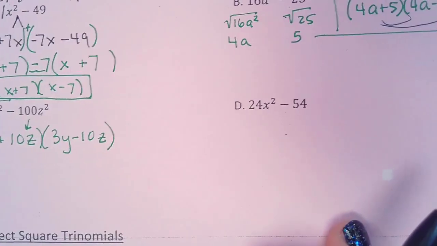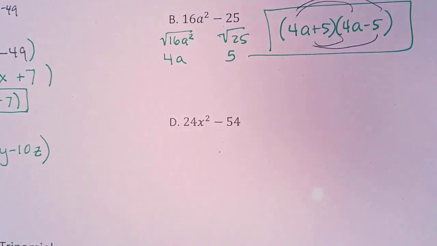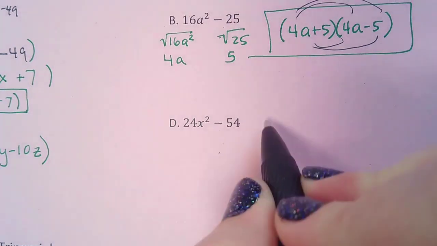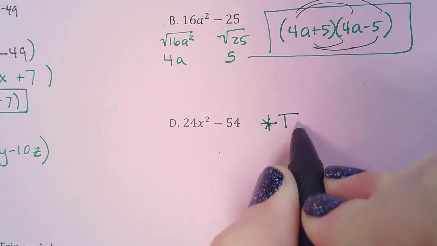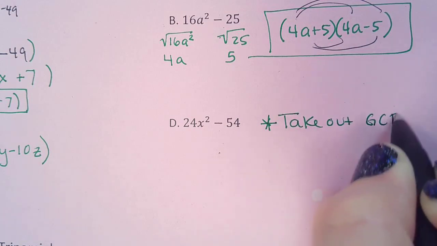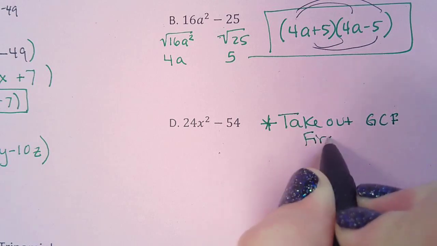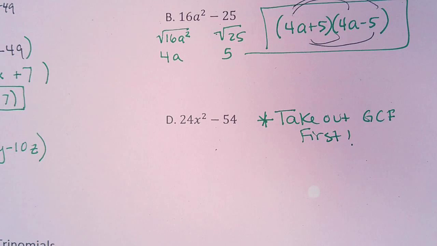Oh, this one's actually a little bit different. When I see 24, I know that 24 is not a perfect square. 25 is. So this one has a new first step. If we take out a GCF first, I bet we can get this down to perfect squares. So let's think of our GCF of 24 and 54.